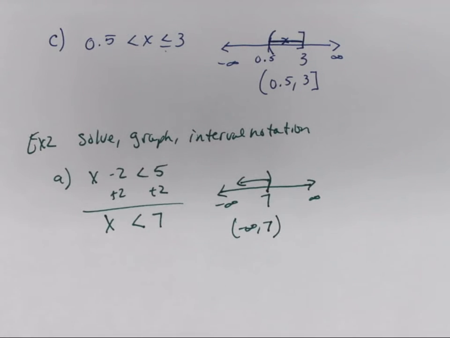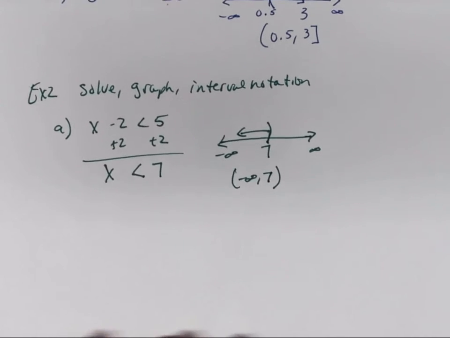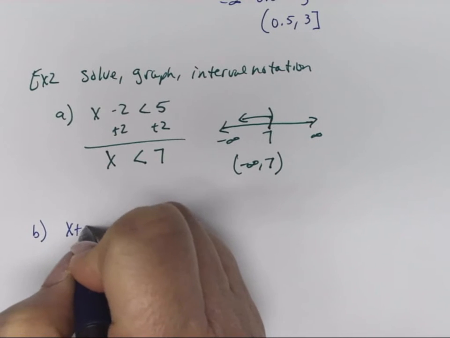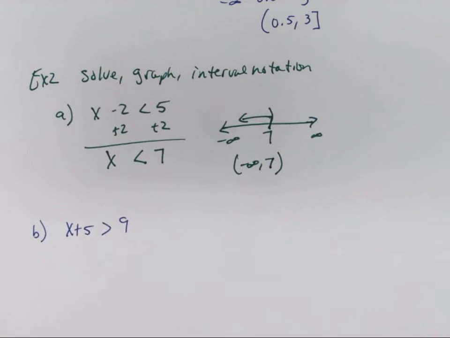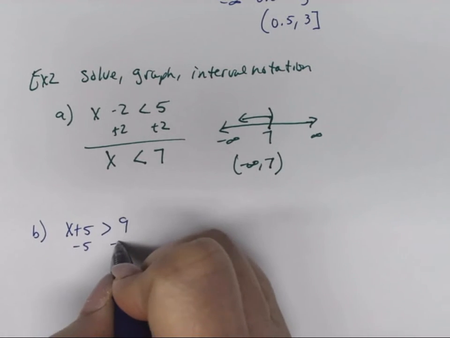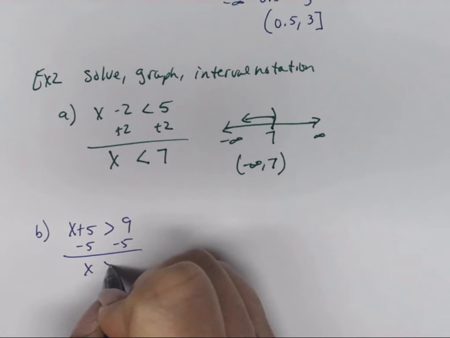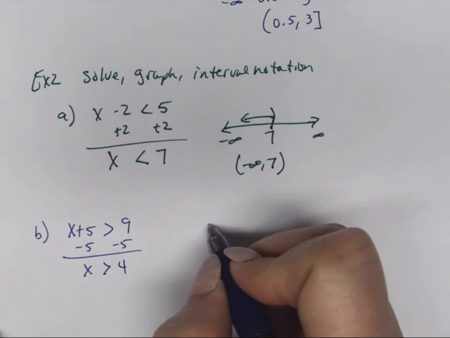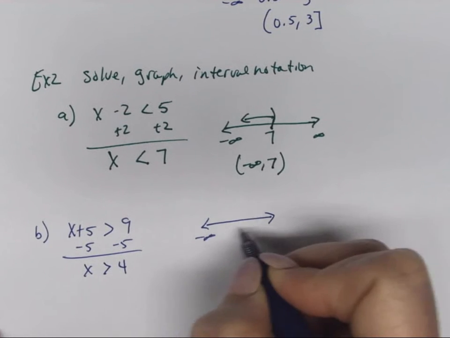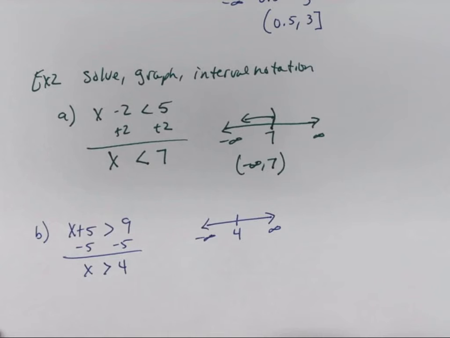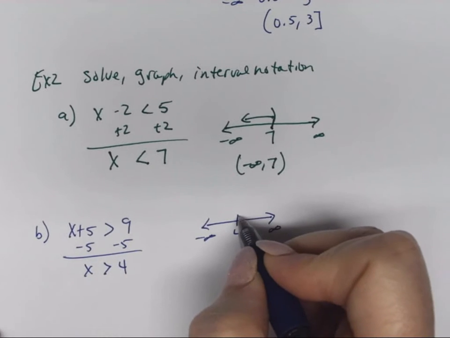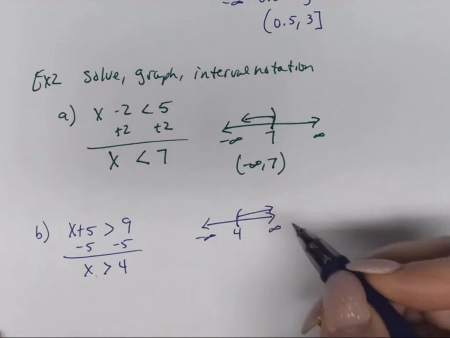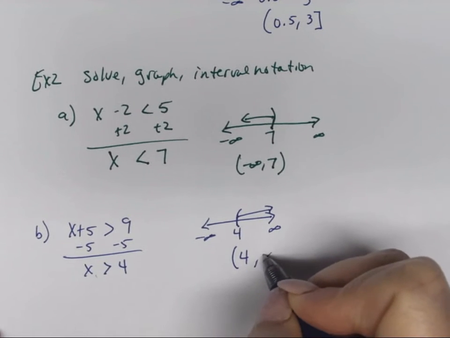All right. Our next problem, we have x plus 5 greater than 9. We'll subtract the 5 from both sides and get x is greater than 4. So we've solved it. Let's graph it. Negative infinity and the 4. It is greater than, so it's going to go to the right. Again, is not equal to, so it's just a parenthesis, parenthesis 4, comma, infinity.